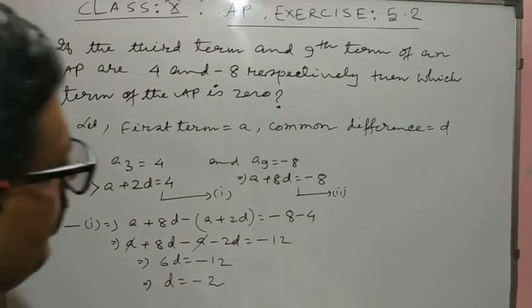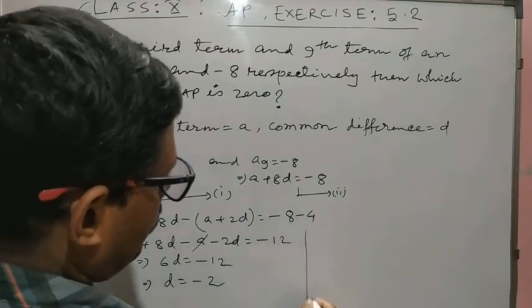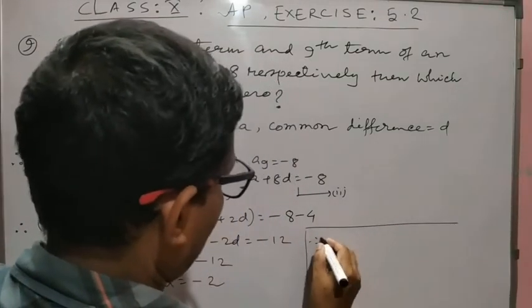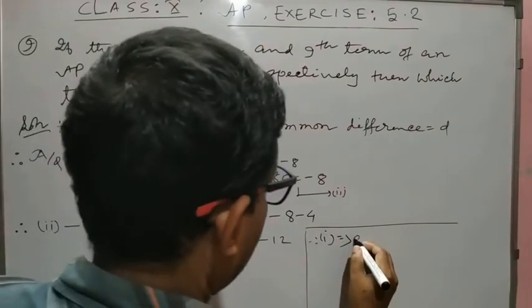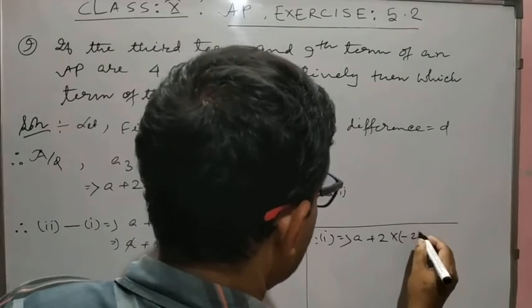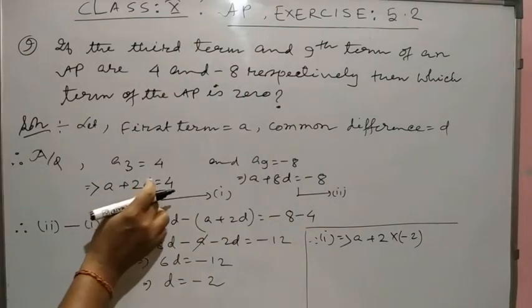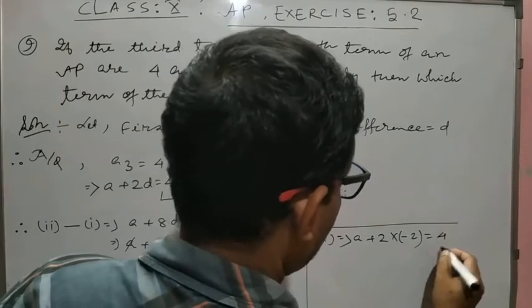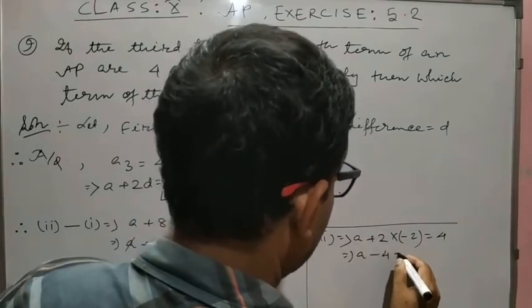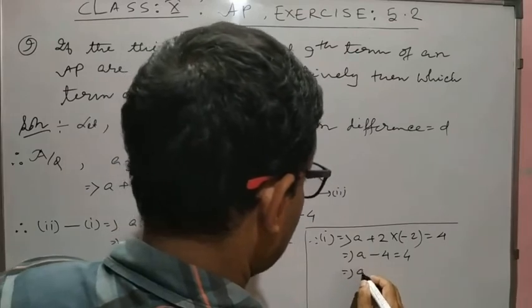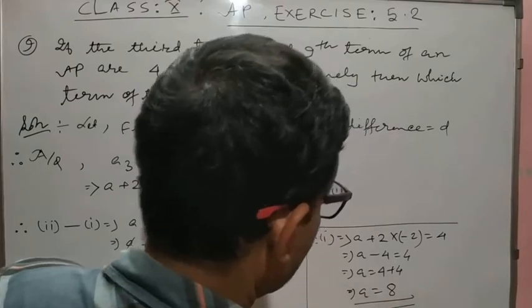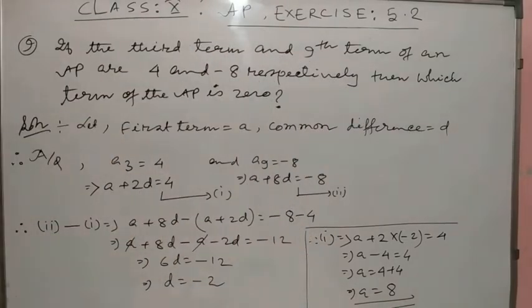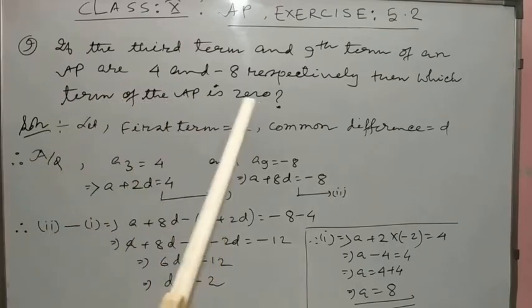Now, here, 1 implies that if we put this value here, it will be A plus 2 into minus 2, which is minus 4, equals 4. This implies that A minus 4 equals 4, so A equals 4 plus 4, and A equals 8. Thus we got A equals 8, D equals minus 2. Now we will try to find which term of the AP is 0.